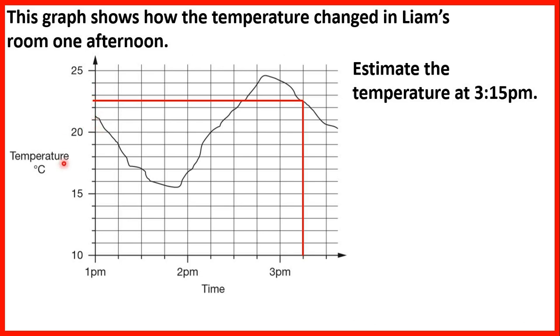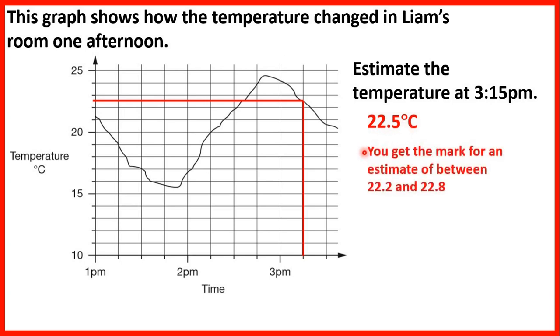And each line is 1 degree, because to get from 20 to 25, we have 21, 22, 23, 24, 25. So our line is right in the middle of 22 and 23. So we can estimate 22.5 degrees. You get the mark for an estimate of between 22.2 and 22.8.